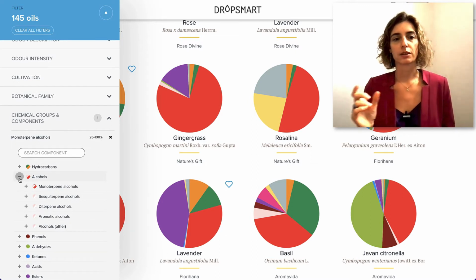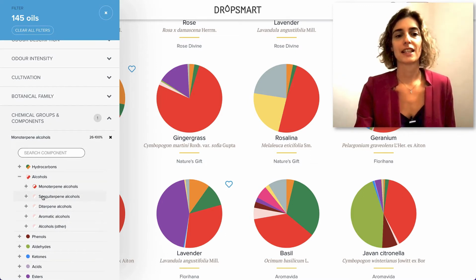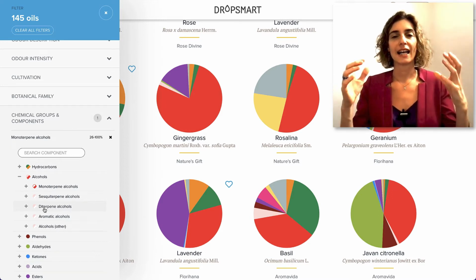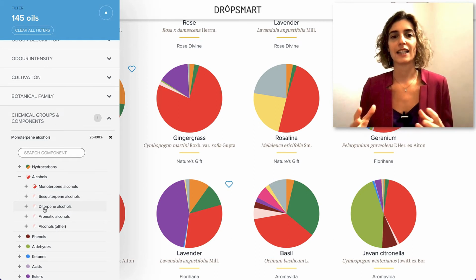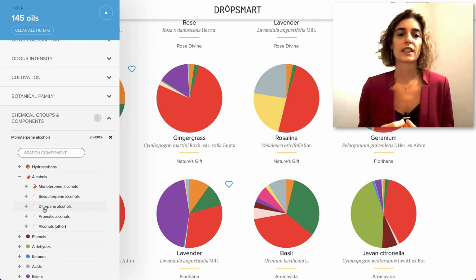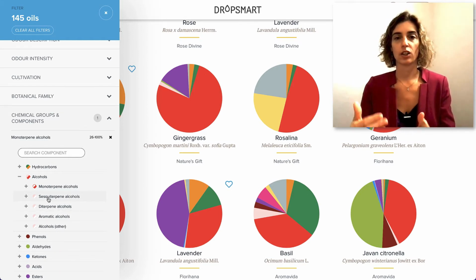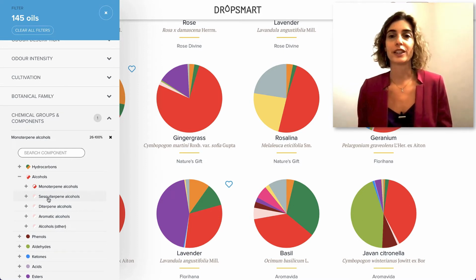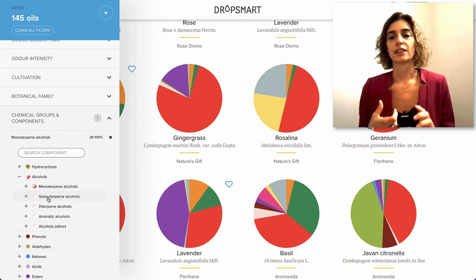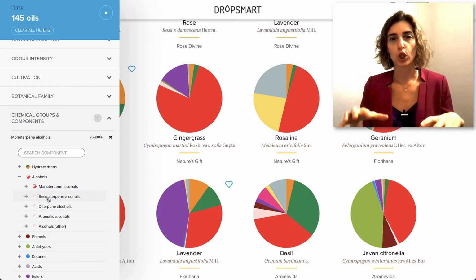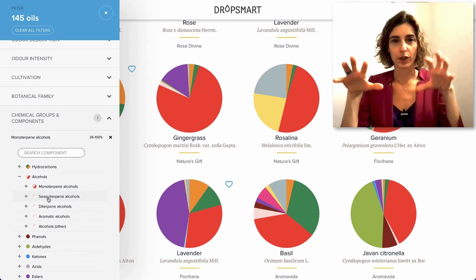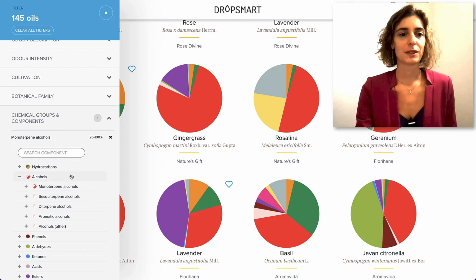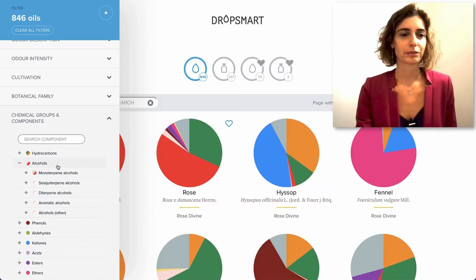So these are monoterpene alcohols. Then we have sesquiterpene and diterpene. It's the same, a bigger molecule. These are heavier molecules, so they're bigger. And again, oils that are rich in sesquiterpene alcohols are oils like patchouli and sandalwood, and they are a bit lower note. So we're going to the lower note, again, lasting notes. Next, and now we'll clear this filter here.